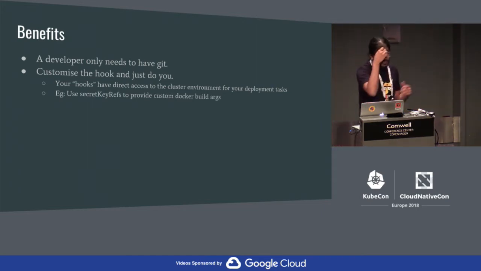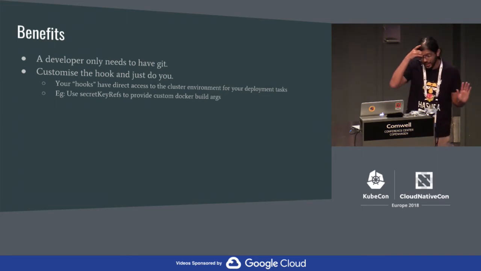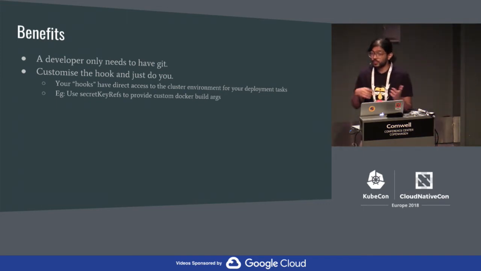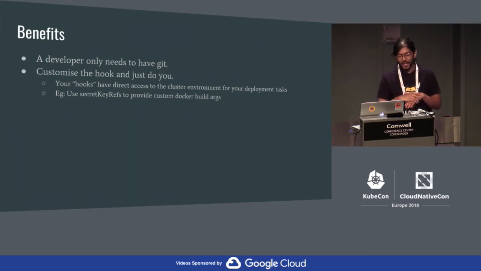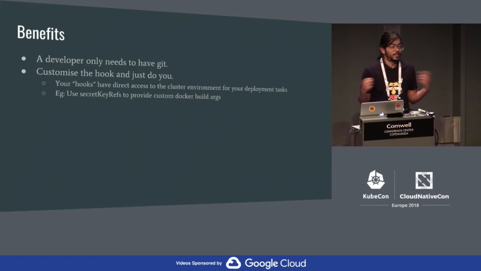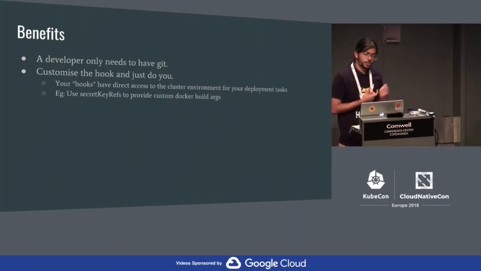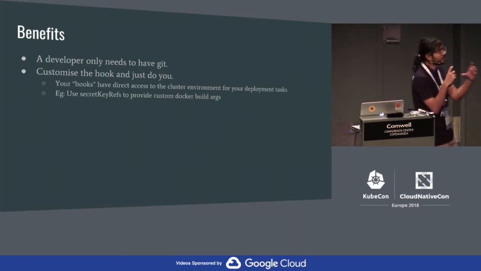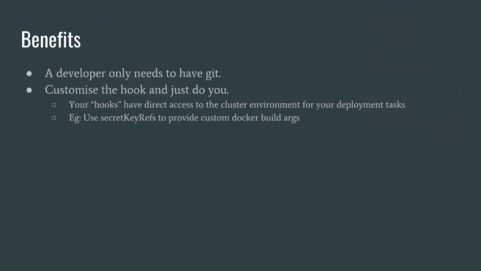So the benefit for the developer is fairly obvious. I just need to use Git. The benefit for the ops people, or if the developer is doing an ops task, is that I can use my hooks to use Kubernetes resources directly, right? And one of the resources that become useful when you're writing these small ops tasks is access to secrets that are stored locally on the Kubernetes cluster.